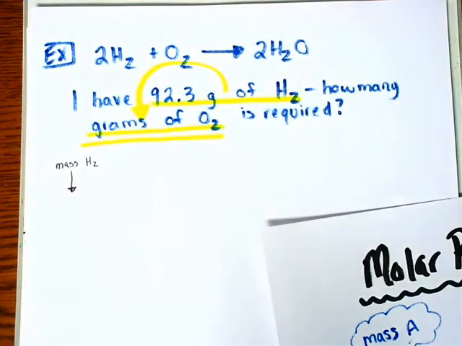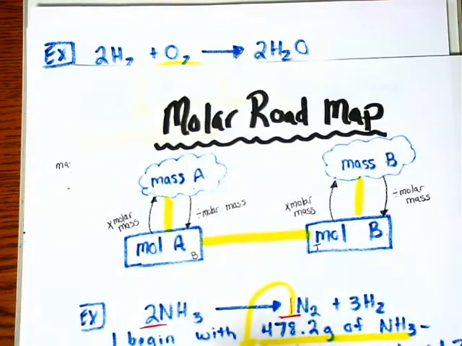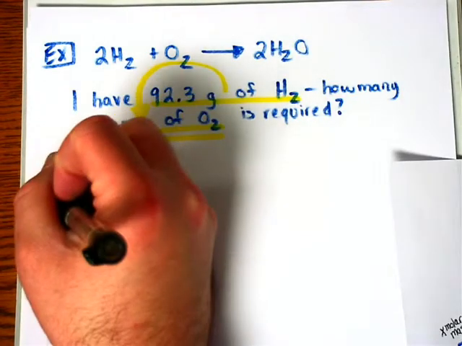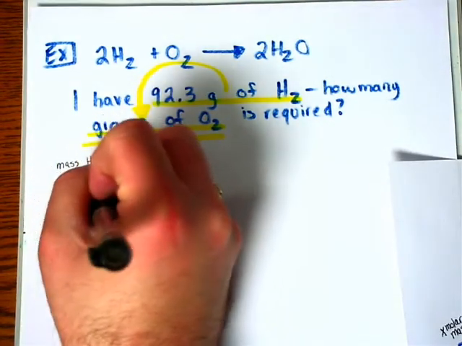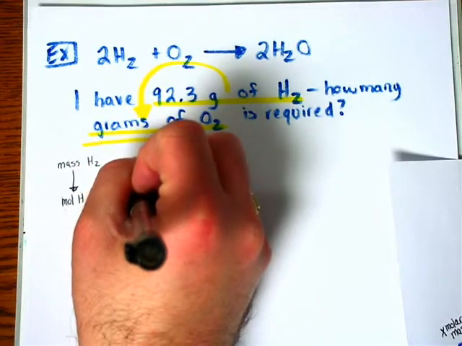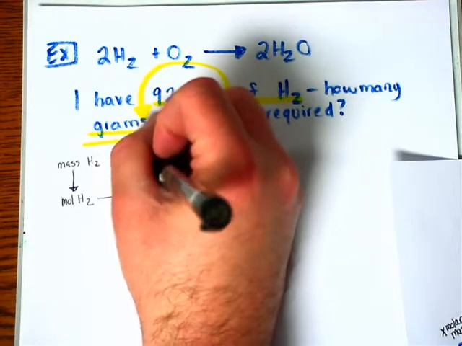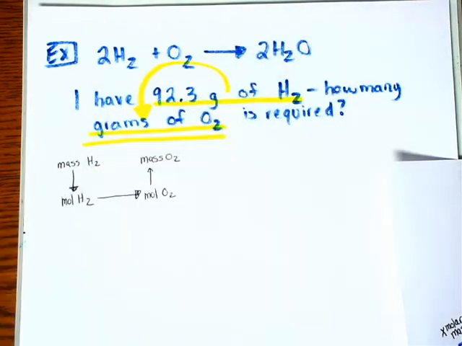Mass of H2, and what's your first stop coming down from mass of H2? Use your molar roadmap. Let's identify the roads later. We're going to go to moles of H2, right? Correct? Yeah, but how do you do it? What would we do next? Go to moles of what? O2. And then we would jump up to mass of O2. How many steps are we seeing here? 3 steps. 1, 2, and 3. Where's the mass coming from?